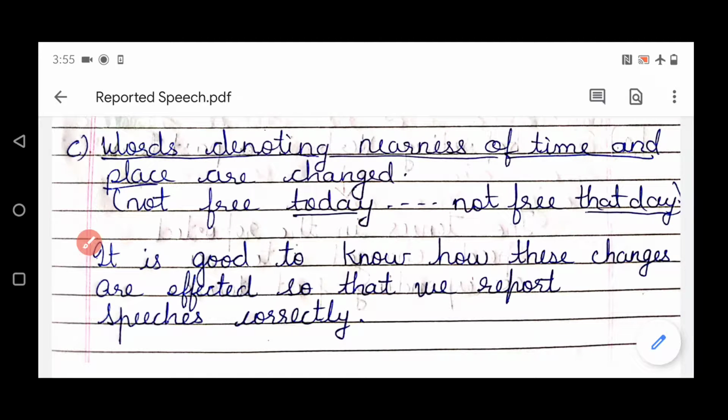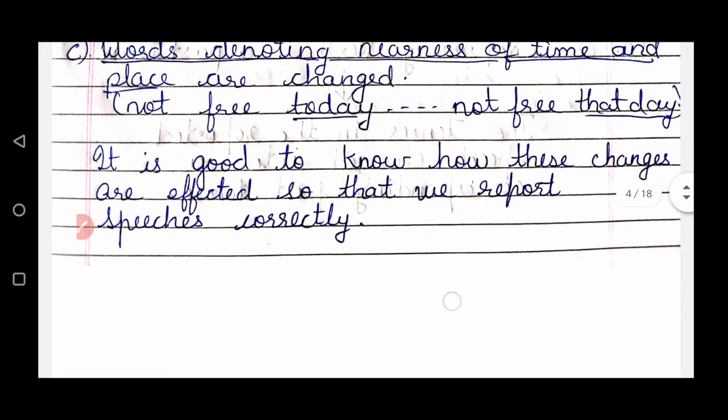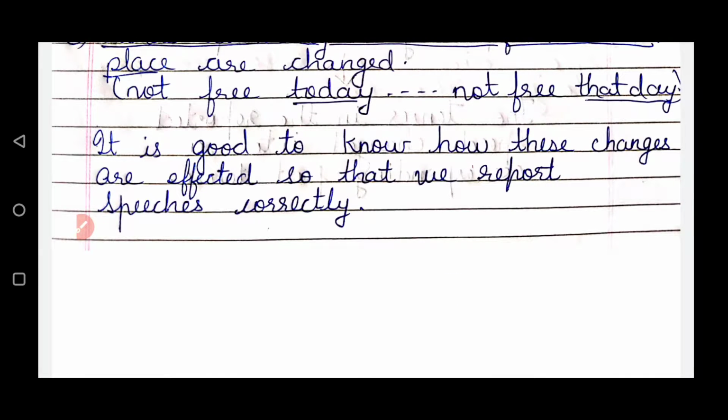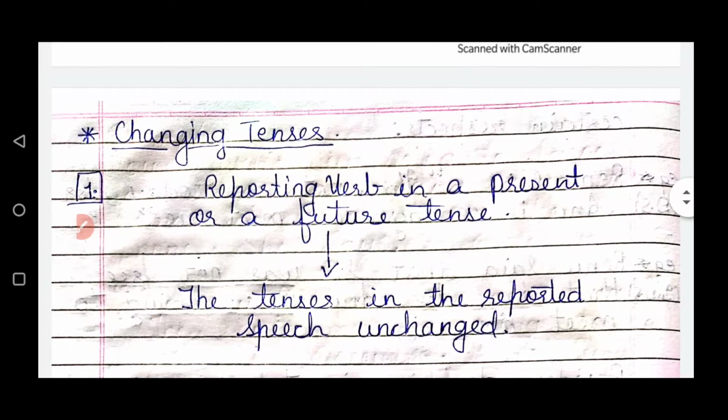So, words denoting nearness of time and place are changed. That also we will do in detail. It is good to know how these changes are effected so that we report speeches correctly. So all these changes we are going to learn now. Very first thing is changing tenses.